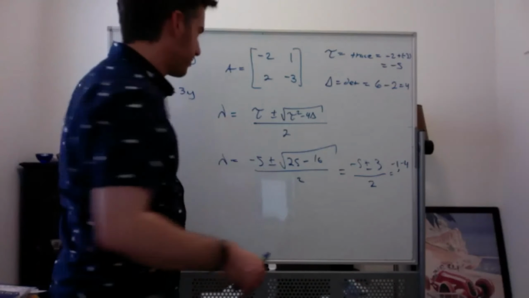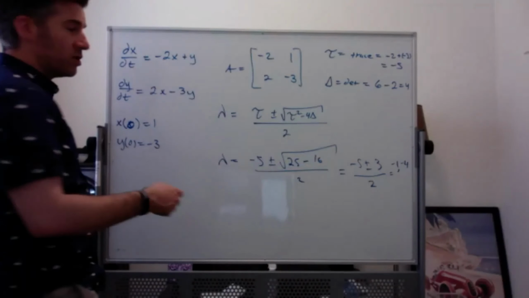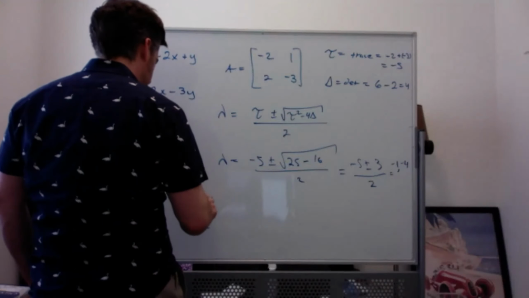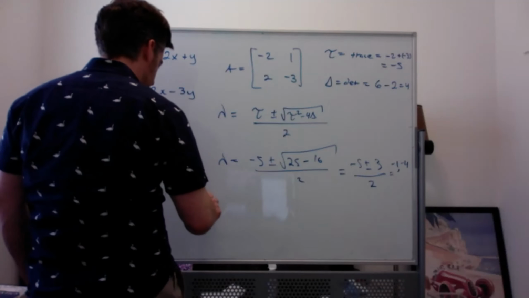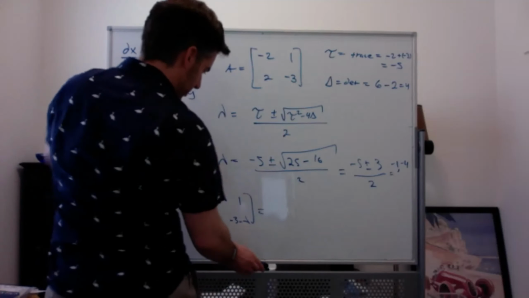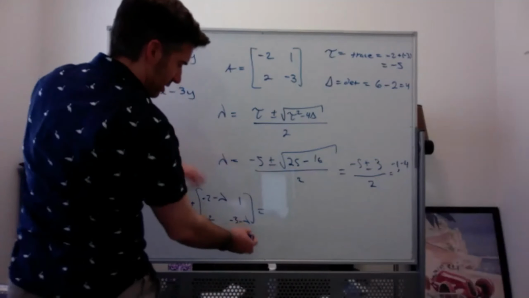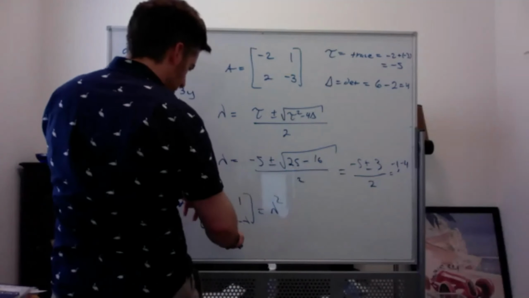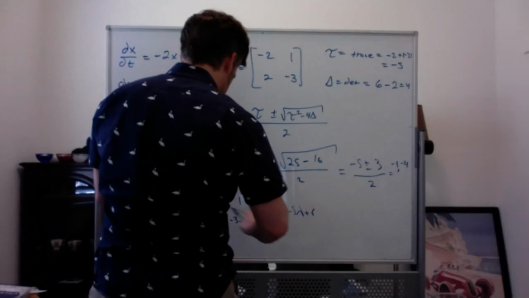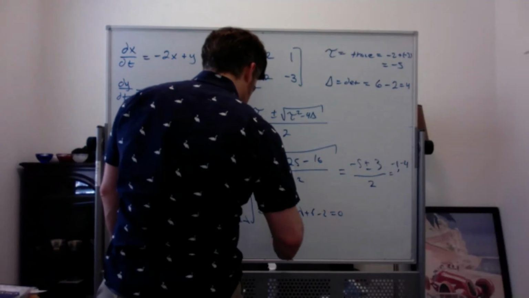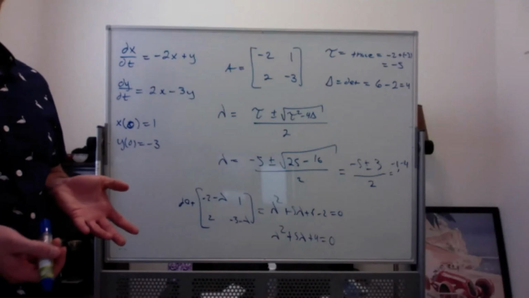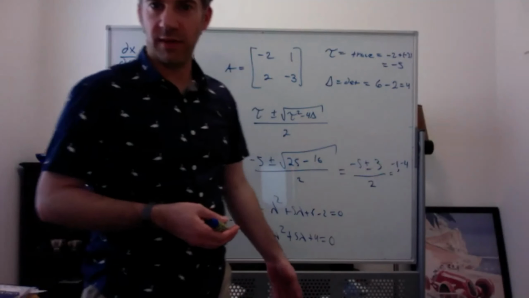Or you could do it the other way. In fact, let's do it the other way just to make sure that this is right, so we can see for real this works as well. We have the determinant of -2 minus lambda, 1, 2, -3 minus lambda. We multiply these together. This times this gives me lambda squared plus 3 lambda plus 2 lambda, which is plus 5 lambda, plus 6 minus 2. So you get lambda squared plus 5 lambda plus 4 equals 0. And that definitely factors as lambda plus 1 times lambda plus 4, which gives us -1 and -4 as our eigenvalues. So great, it works.